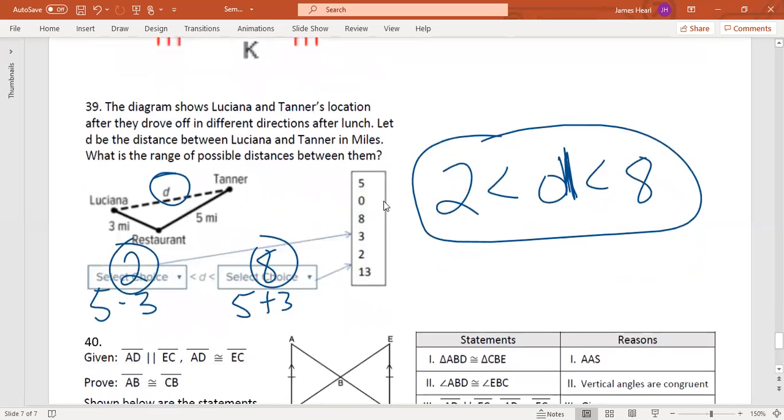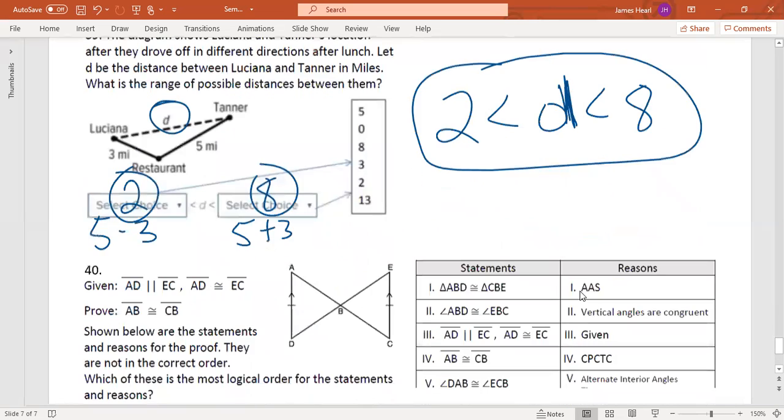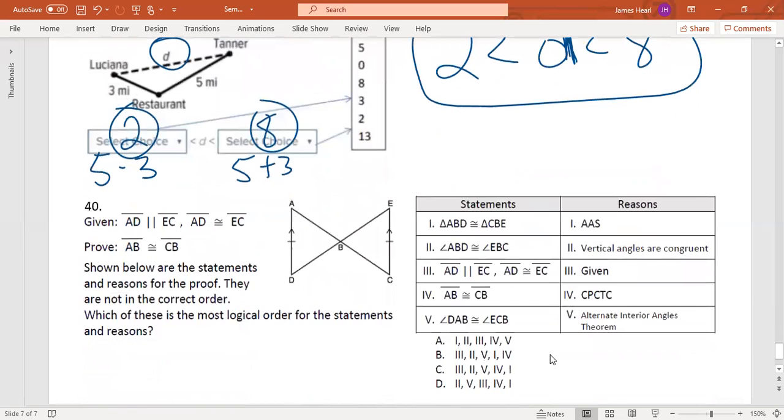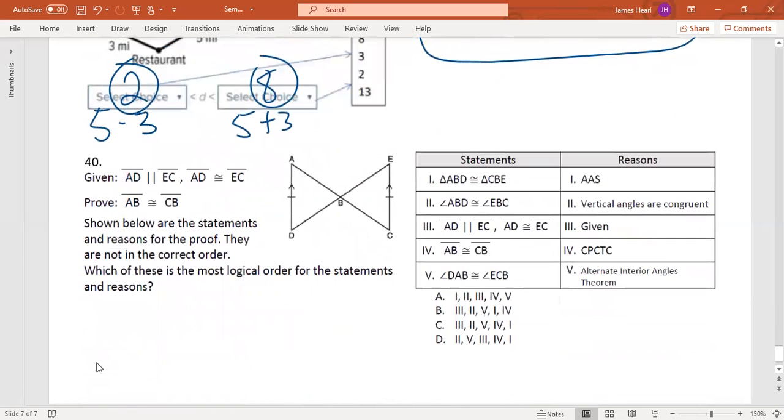And then last one here, for 40, we're given another proof. However, this one is a multiple choice question. You're given this setup with the given and the proof here, and you're given that these statements are correct, but the reasons and whatnot are not in the correct order. So we need to actually put everything in order.